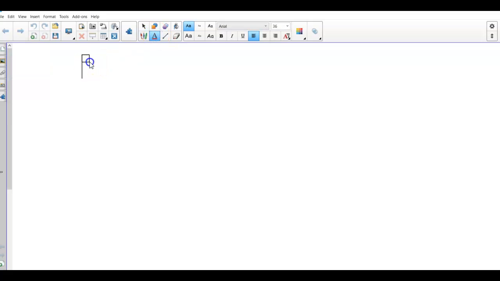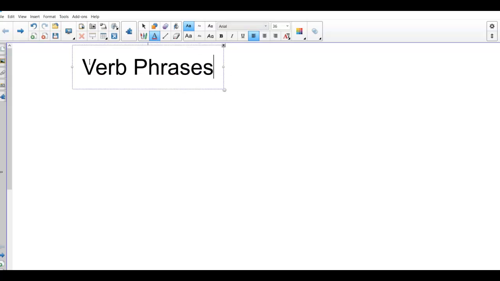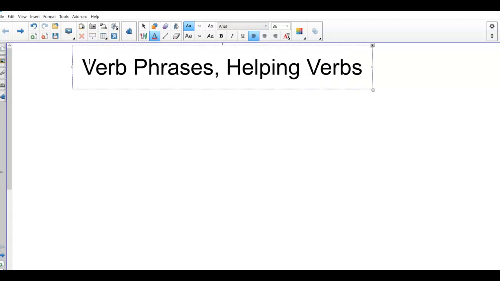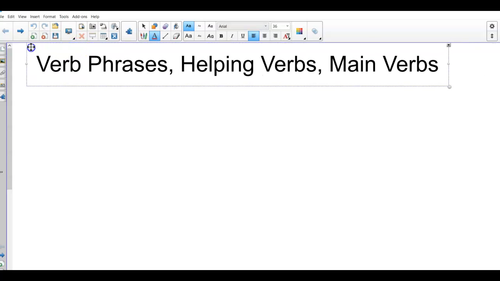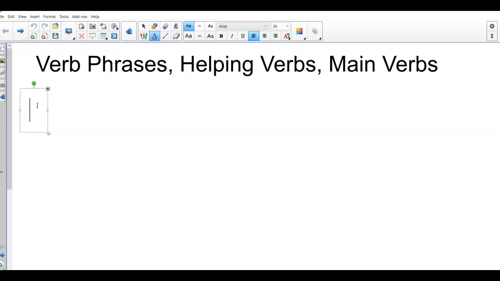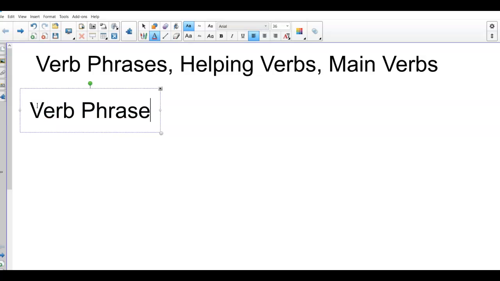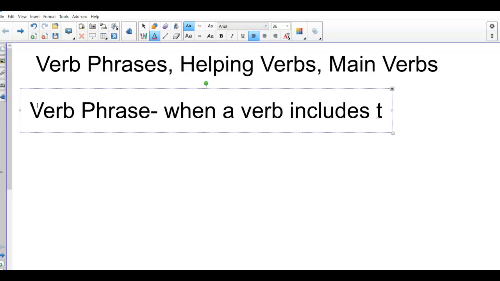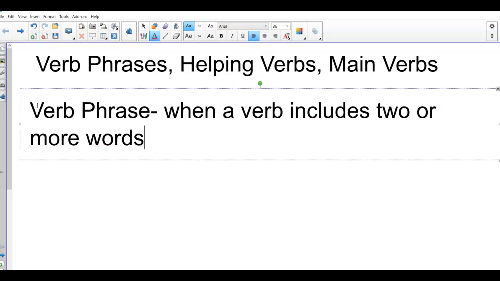Hey guys, today's grammar assignment we are going to be going over verb phrases, helping verbs, and main verbs. Okay. The first thing that we need to know is what a verb phrase is. So, a verb phrase is when a verb includes two or more words. When a verb includes two or more words.